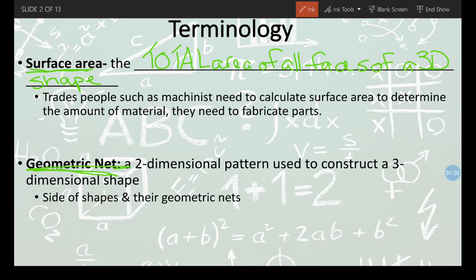Another piece of terminology we need to understand, on top of what surface area is, is what a geometric net is. A geometric net is a two-dimensional pattern used to construct a 3D shape. What that means is if you took, for example, your tissue box and you cut it out and unfolded it, you would be left with a two-dimensional pattern that had originally been constructed of that three-dimensional shape. And understanding a geometric net gives us a better understanding of how we can create a surface area formula.